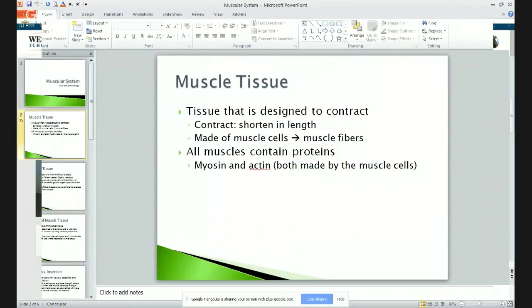All muscle is going to contain the protein. You're going to get that protein from the food that you eat. Body will break that down into those amino acids, and then those will be picked up by your muscle cells to build more muscle cells. Specifically, your muscles are going to be made up of myosin and actin. So the filaments of myosin and actin.